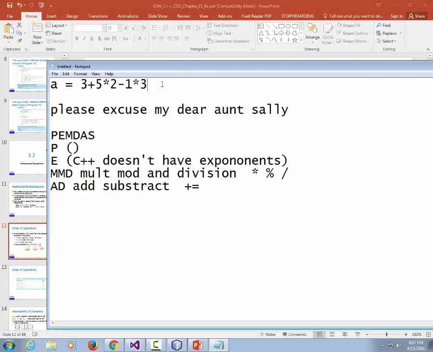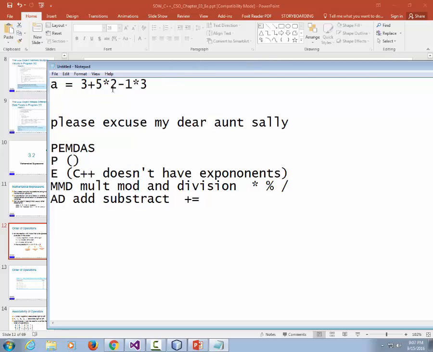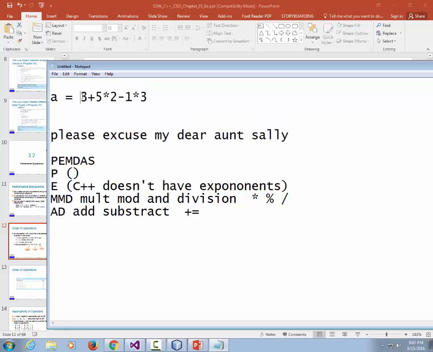Why is that important? Because it tells us the order in which this would be solved. If we just grabbed a calculator and typed 3 plus 5, the calculator would display 8. Times 2, it would display 16. Minus 1, it would display 15. Times 3. So the calculator would tell us that this is 45. But it's not, as far as the computer is concerned. This is a single expression, so it will be parsed and processed according to the precedence of the operators. Meaning that parentheses get done first, and then within those expressions, multiplication, division, and modulus happen before addition and subtraction.